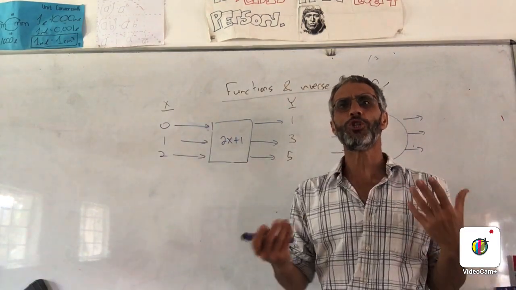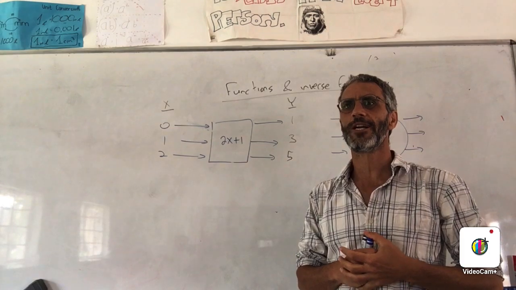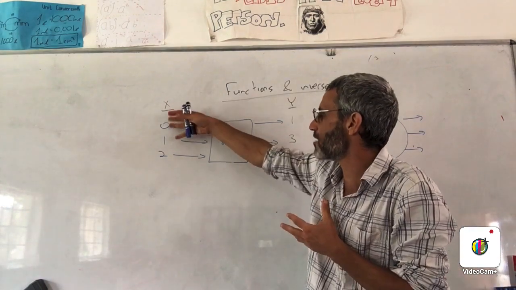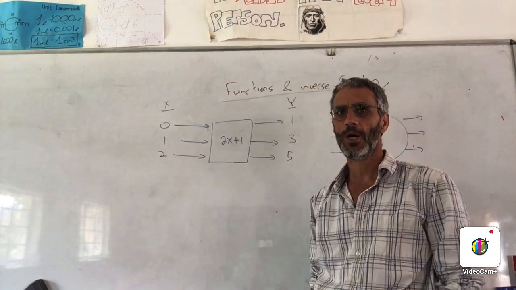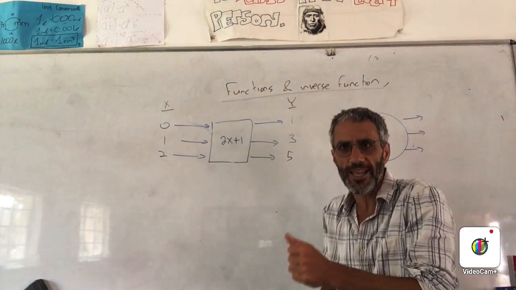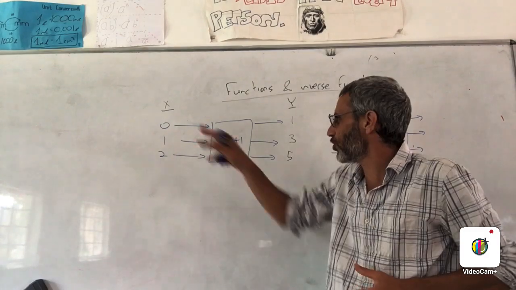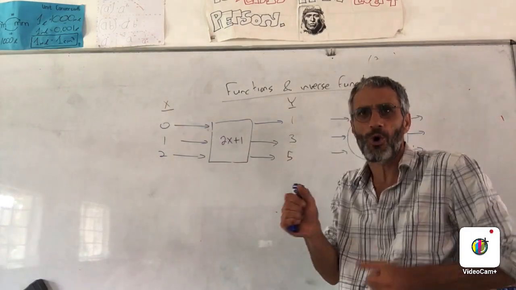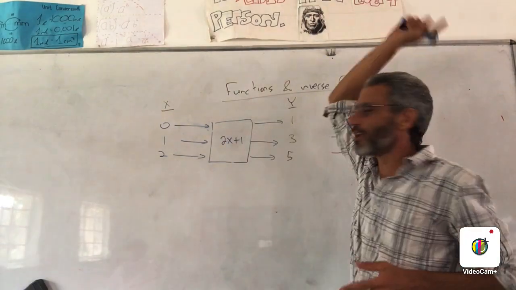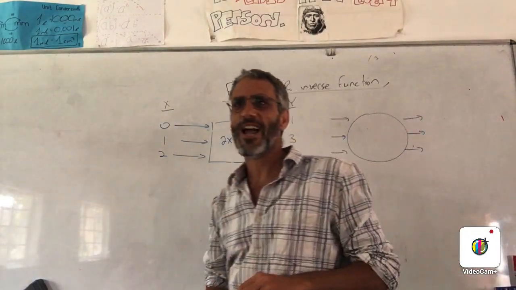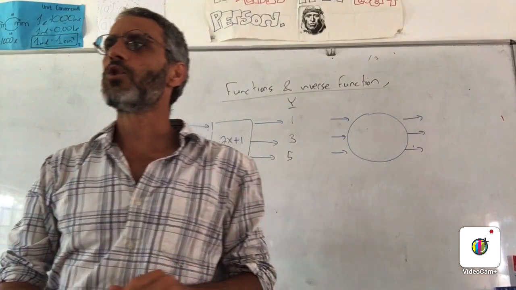Just like we have different machines, we've got different functions. You can put the same input in one function and you'll get a different output compared to the other. A machine: you put in 0, and 1 comes up. You put in 1, and 3 comes up. Okay, so far, so good.